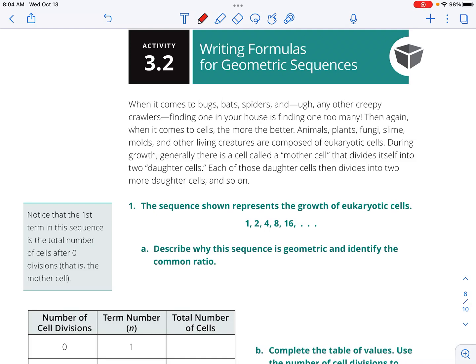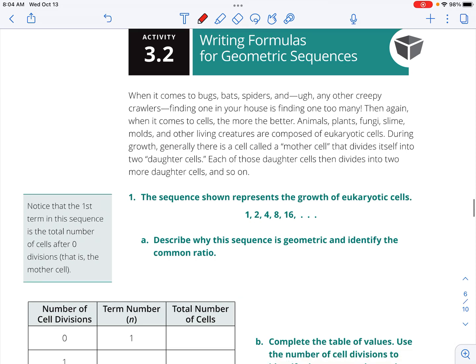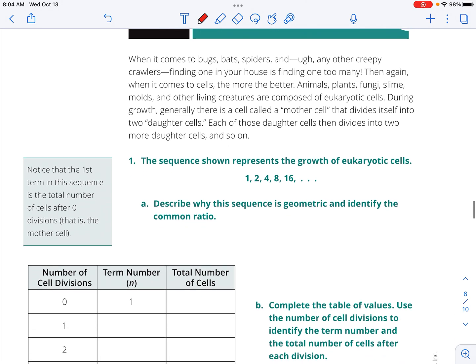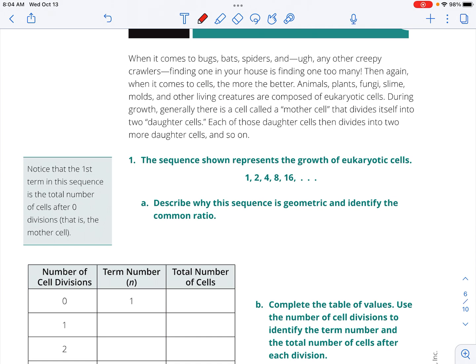Okay, so let's talk about a shortcut for geometric sequences. In this example, we're talking about cells. There's what we call a mother cell that divides itself into two daughter cells. Then each of those daughter cells divides itself into two more daughter cells, and so on. So they've given us this sequence right here of 1, 2, 4, 8, 16.